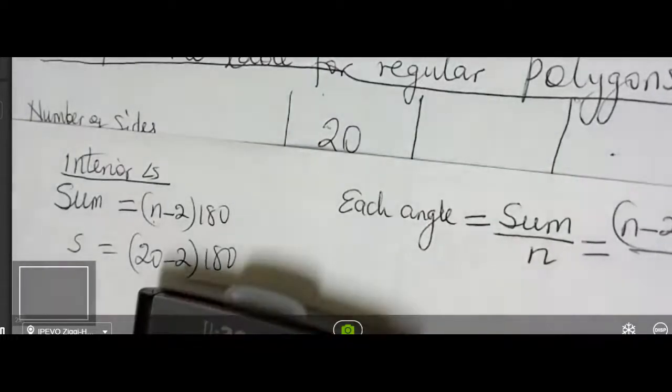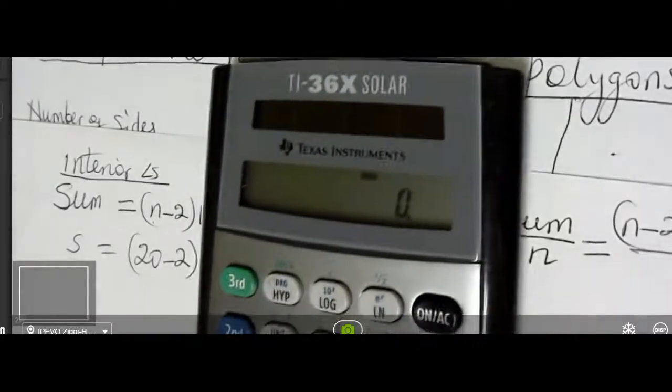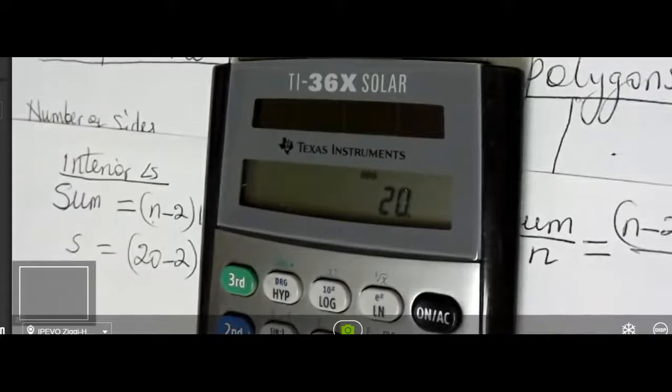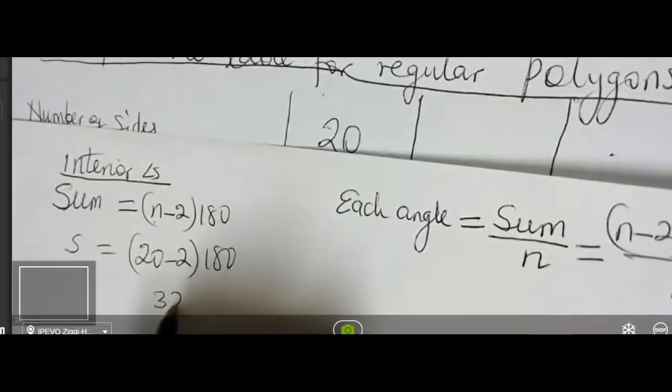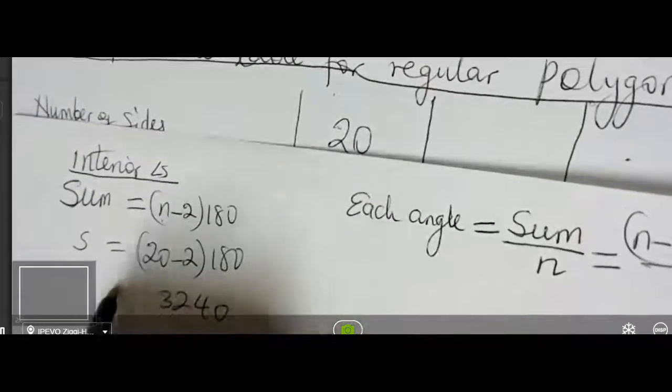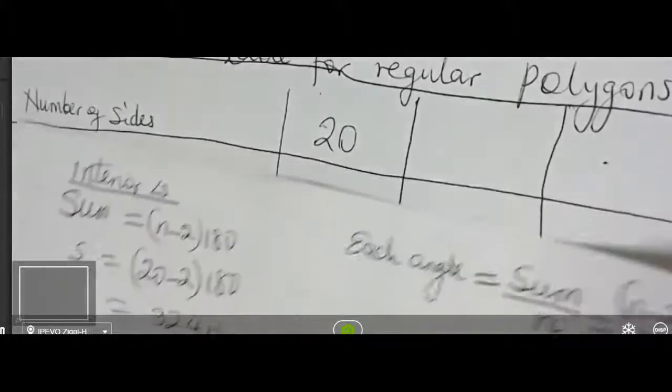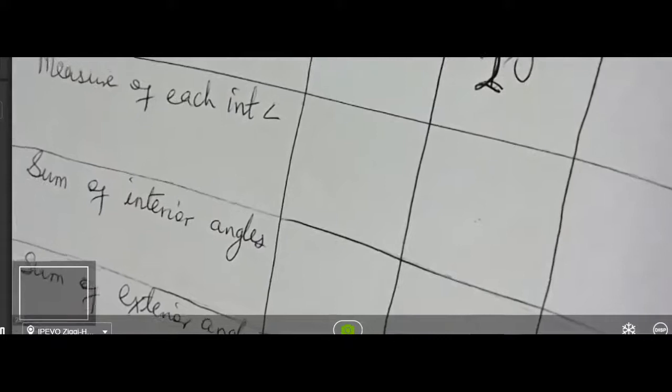So let's put it in the calculator. 20 minus 2 equals 18, times 180 is 3240. Okay, that's the sum. So we have to fill the sum here, the sum of the interior angles for 20 sides. So we fill that in.